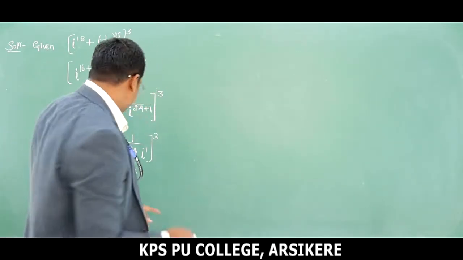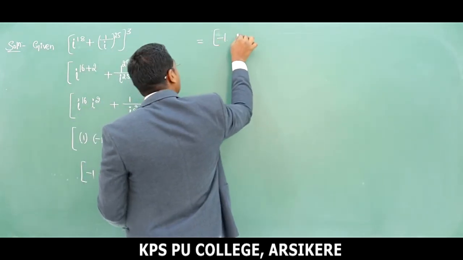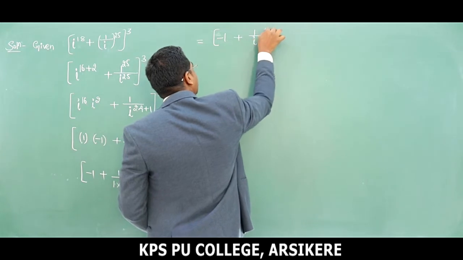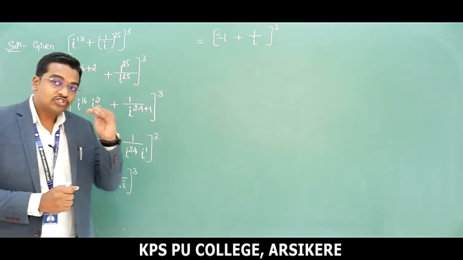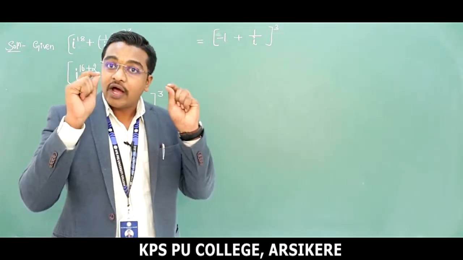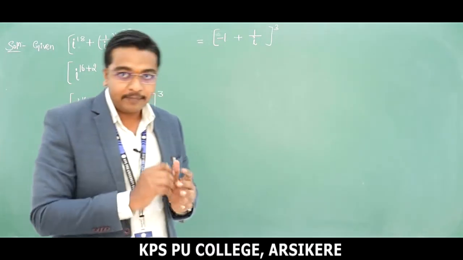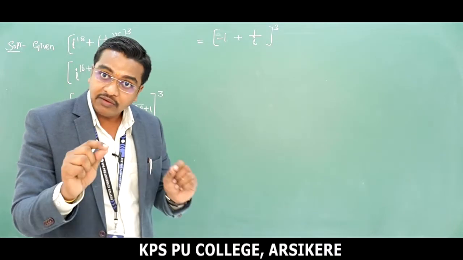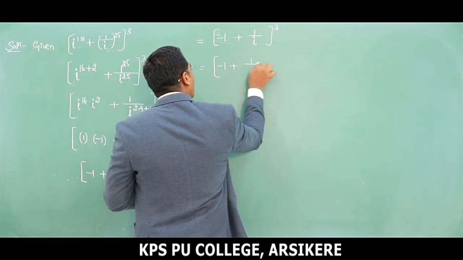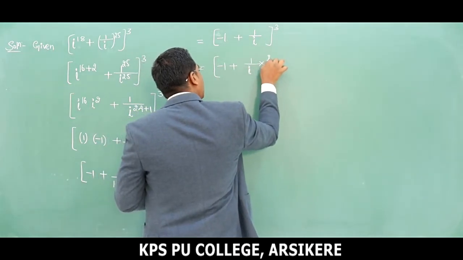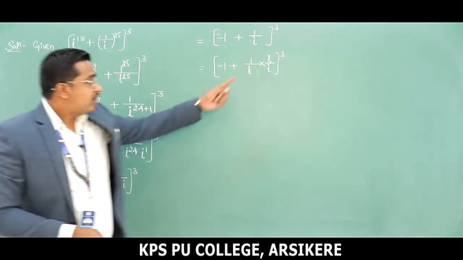Write this continuously: minus 1 as it is, plus 1 divided by i, whole power 3. So the denominator has i. Either multiply by the conjugate of the denominator, or multiply and divide by i. Clear? Multiply and divide by i and we will get the answer. This becomes minus 1 plus 1 divided by i into i divided by i. Multiply and at the same time divide by i. Clear? i divided by i.